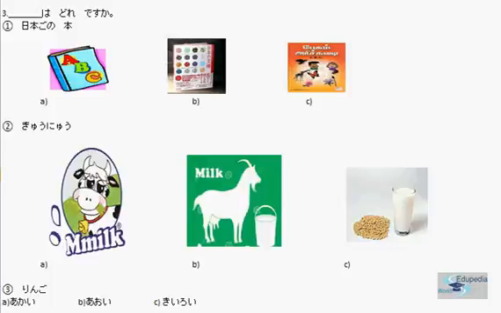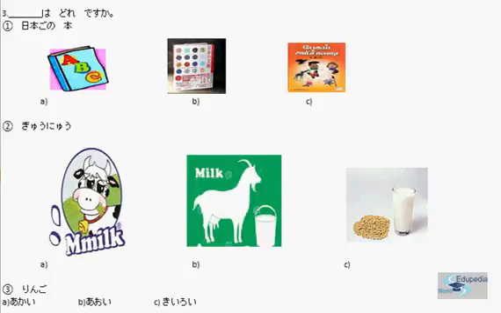The first one is ABC, so it's an English book. The second one is a Japanese book. The third one is a Tamil book. So Nihongo no hon wa dore desu ka? Nihongo no hon wa B desu. Nihongo no hon wa option B desu. Clear? Let's answer the second question.